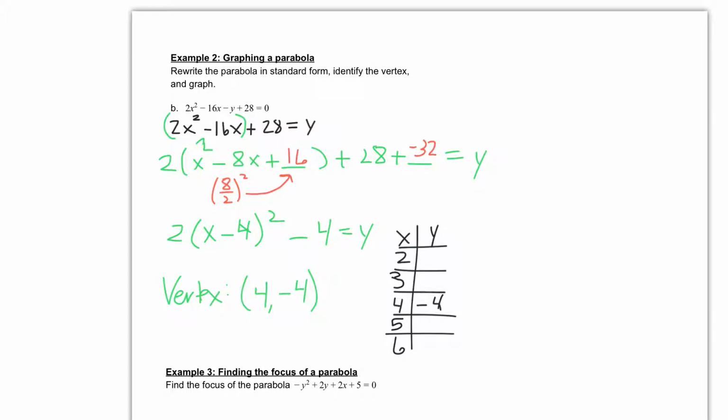So you can pause this for a second, make sure you can plug it in right, and then check your answers. If you did plug it in correctly, your y values should be 4, negative 2, and 4. And then finally, we'll go ahead and graph our parabola.